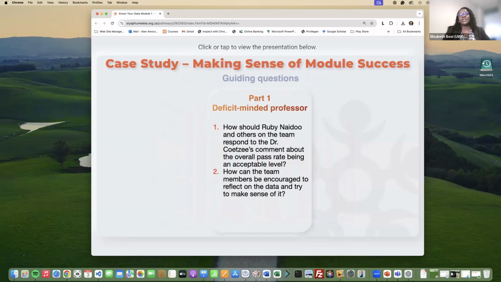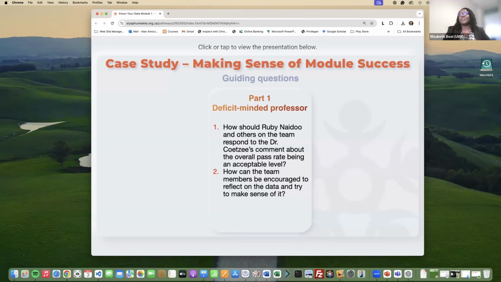The first case study is about making sense of module success. We have part one where we look at the deficit-minded professor. We will give you time to read through the case study, and then you're going to have a discussion around the two questions. How should Ruby Naidu and others on the team respond to Dr. Kutsia's comment about the overall pass rate being an acceptable low level?